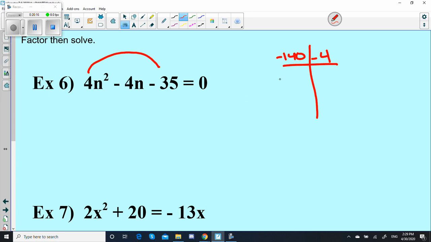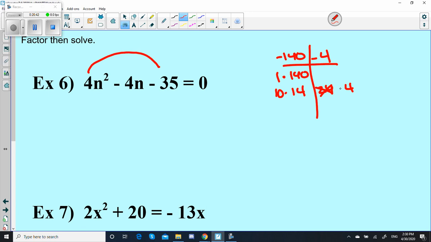Okay, so if I start listing, now this is a really small number, so I could do 1 times 140, but there's no way I'm going to be able to get 4 with that. So I'm thinking maybe 10 and 14. Let's see if that works. If I add them, that gives me 24, and if I subtract them, it gives me 4. So I'm thinking that works. I need a negative because 10 times 14 is 140, positive 140. I need it to be negative.